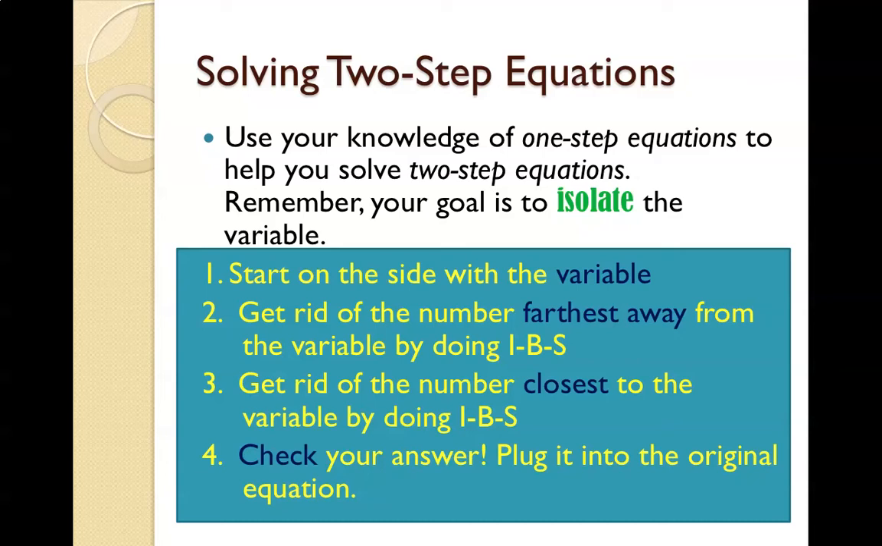Then we're going to get rid of the number that is furthest away from the variable by doing our inverse balance solve, or our IBS. Step 3, we're going to get rid of the number closest to the variable by again doing inverse balance solve, or IBS. Then we're going to check our answer.